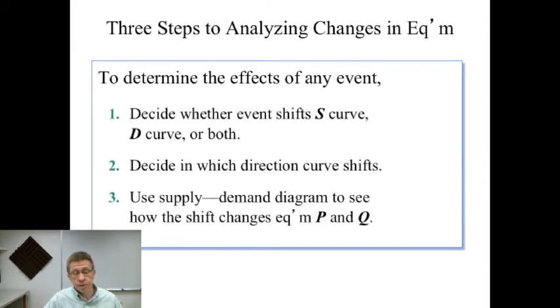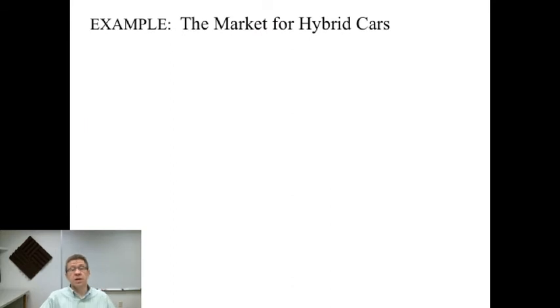So a couple of steps are recommended here. Some event happens. Decide whether the event shifts the supply curve, the demand curve, or both. Then decide which direction the demand curve or supply curve shifts. Then use your simple diagram, draw in the new demand curve or the new supply curve, and see how this changes price and quantity.